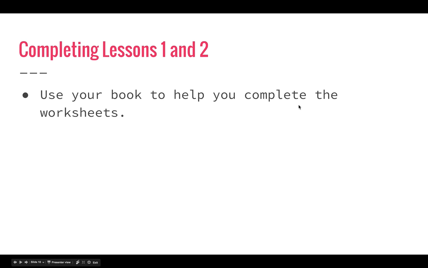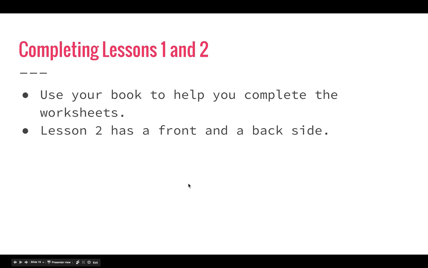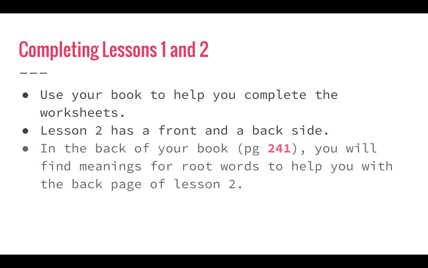So to complete both of these lessons, you're going to use your book to help you. Lesson 2 has a front and a back side. Make sure you do both. And then when you get to the back side of Lesson 2, in the back of your book, starting on page 241, you'll find meanings for root words that will help you with the back page of Lesson 2. Some of those words can be kind of complex, or you might not know what those root words mean. Instead of Googling the whole word, I want you to turn to the back of the book onto page 241, and you'll find those root words.